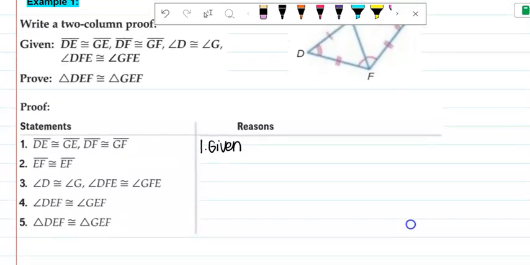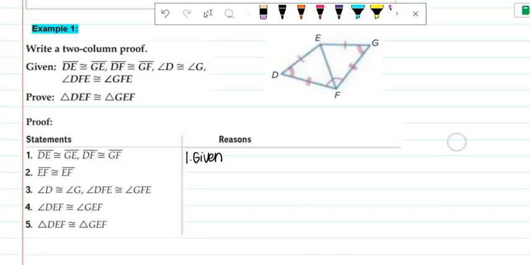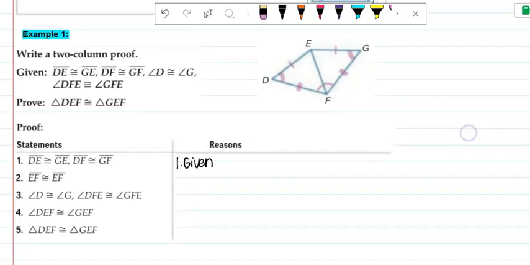Also, the other thing you want to check is whatever you've stated, make sure it's also labeled, because that's super helpful when you're trying to make sure that you've labeled and listed everything. So let's make sure DE has one tick mark, as we can see, and GE also has one tick mark. Perfect. We also know that DF is congruent to GF. That has two, that has two, that's good. So both of those came from our given, but we have two other statements that we haven't labeled yet.